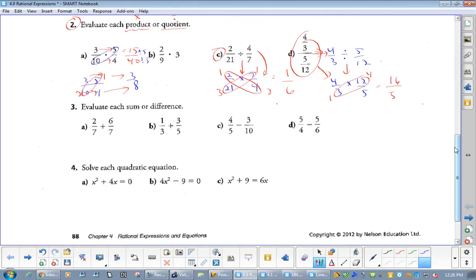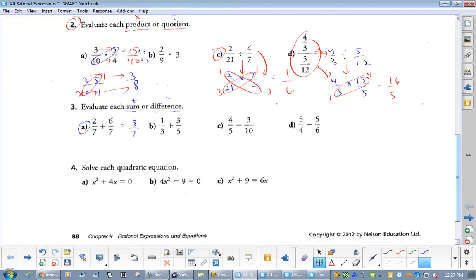Okay, number 3. Everybody's favorite. Sum and difference. Okay, sum is always multiplication. Difference is... Now, these are the unfriendly ones, right? You gotta have a common denominator before you can add. Well, you look at A. A's all good, right? So it's 2 plus 6 is 8 all over 7. Okay. When do you add denominators? Never. Never add denominators. Denominators are at the bottom, the basement, right?